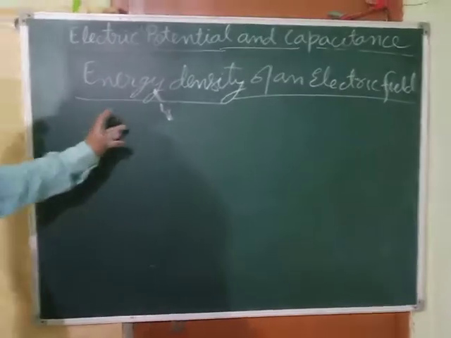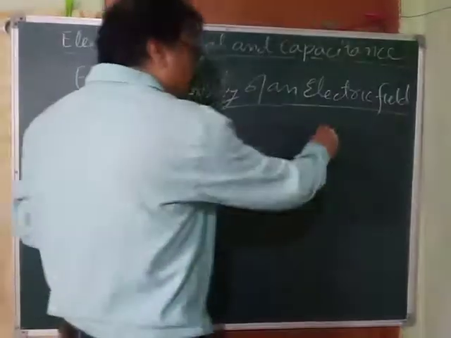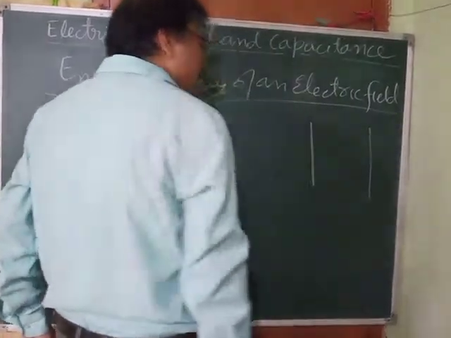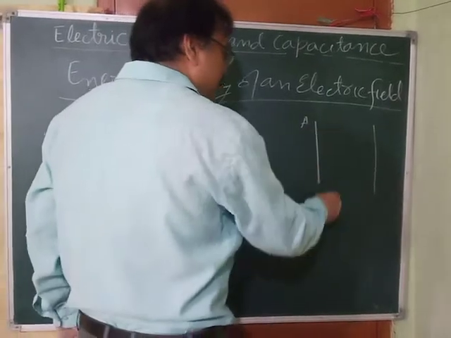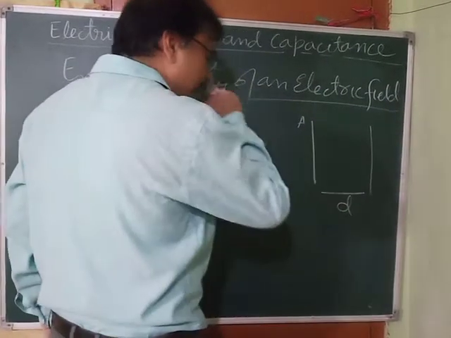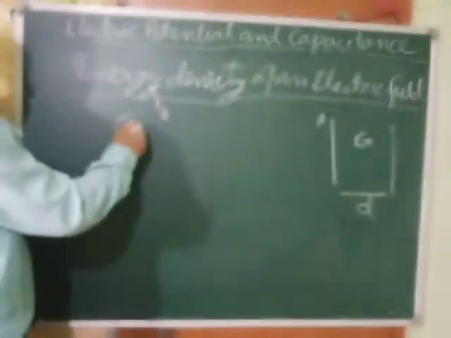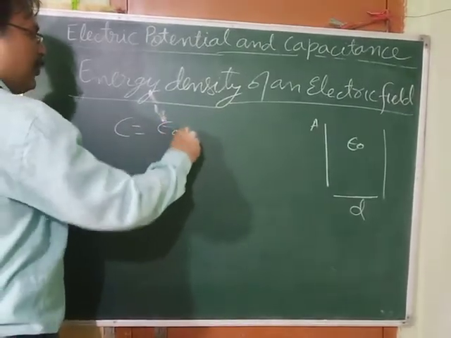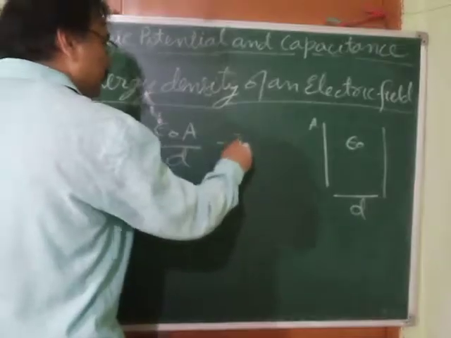So the next topic is energy density of an electric field. See, suppose we have two plates of a capacitor, such that the area of the plates is A and the separation between the plates is d. The medium is free space. So what is the formula for capacitance? C is equal to epsilon naught A by d. We have already derived this. This is our equation number 1.